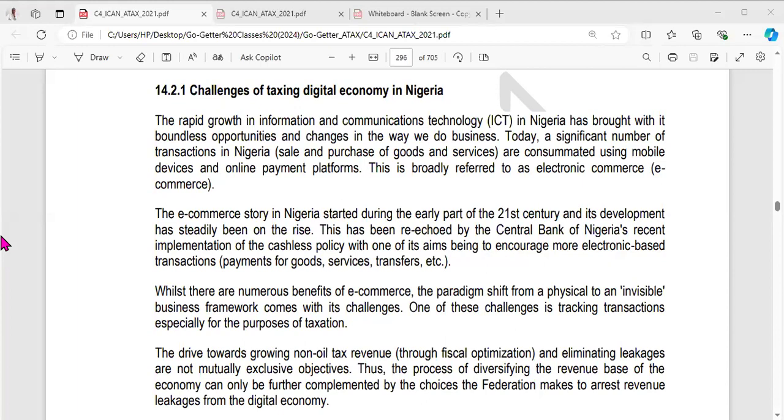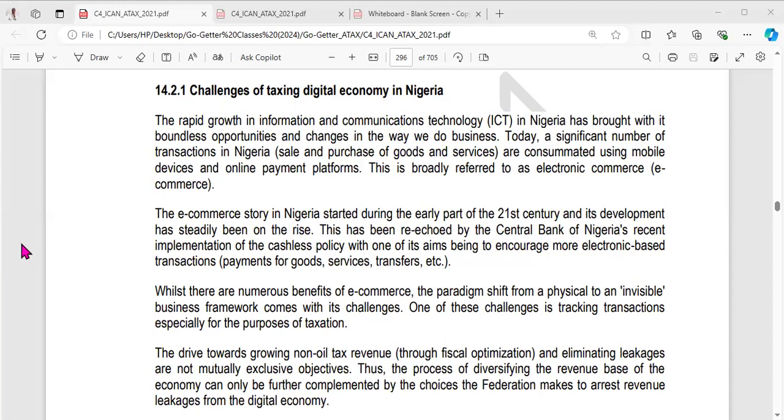Your referee will use a digital pen and sign, and you send it to ICANN online. You don't need a physical presence to do all of that. This is the rapid growth in ICT.